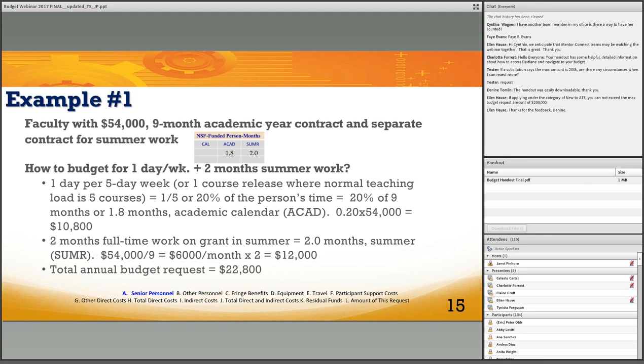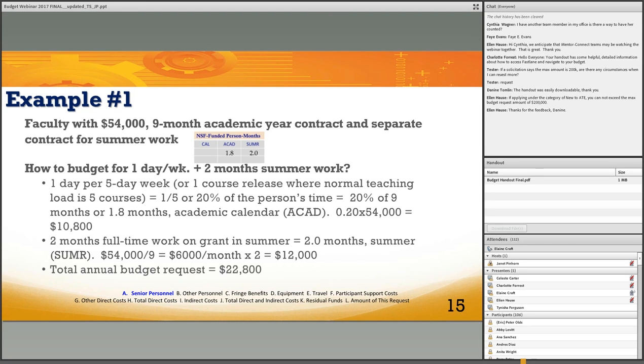Also, as a general rule, faculty time should always be reported as academic and/or summer months and not calendar months, even if the faculty member has a 12-month contract. Now, in this first example, we will assume that the principal investigator is a faculty member whose 9-month or academic year contract is $54,000. This faculty member plans to spend the equivalent of 1 day per 5-day week working on the project during fall and spring semesters, and he or she will work full-time on the grant for the equivalent of 2 months in the summer.